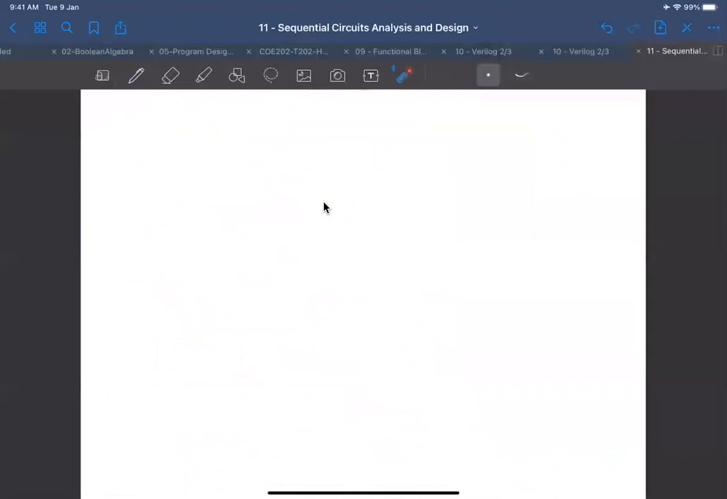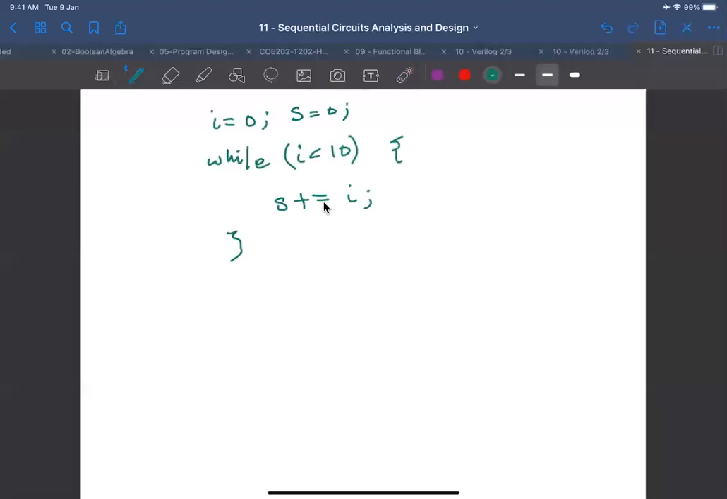Let's say that we have, for example, a while loop: while i is less than 10, and then s equals s plus i, and finished. So what does this program do? Who can tell me what the output of this program is? It's s. The output is s. But what does it compute?